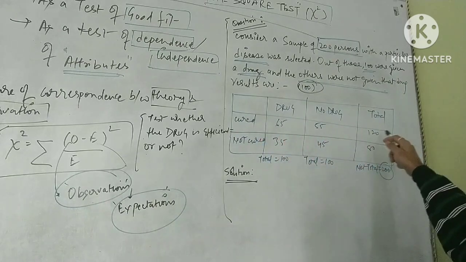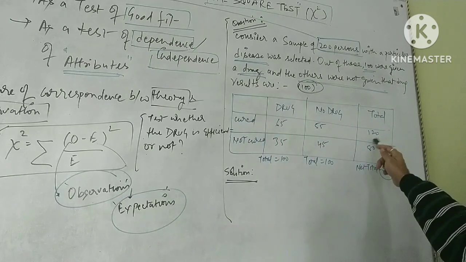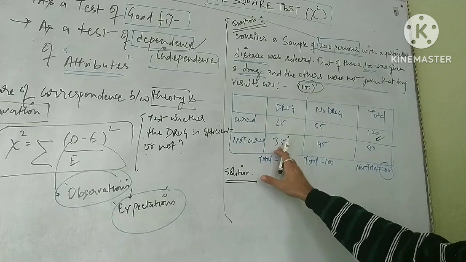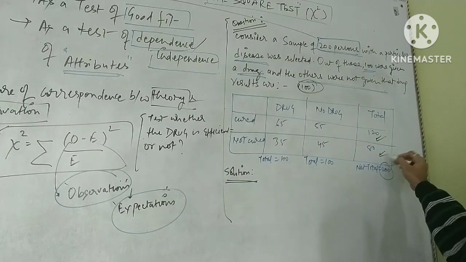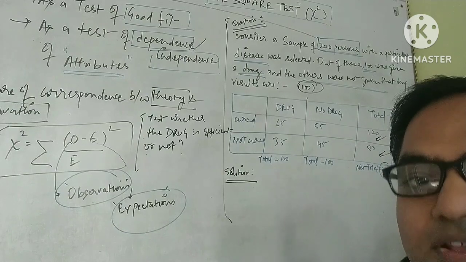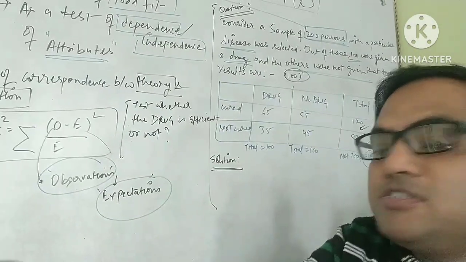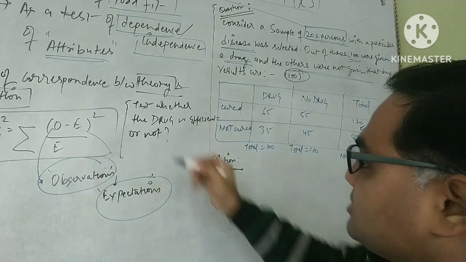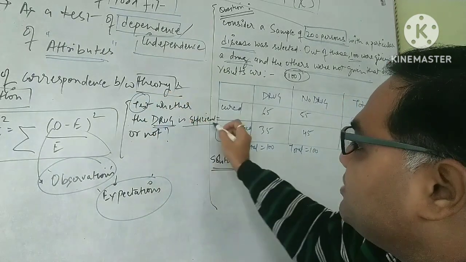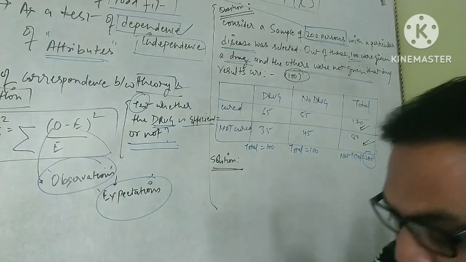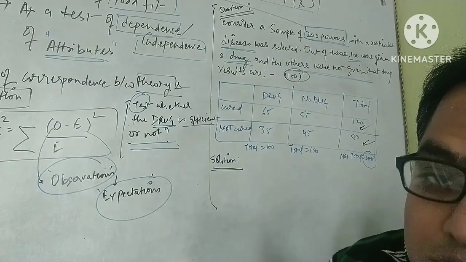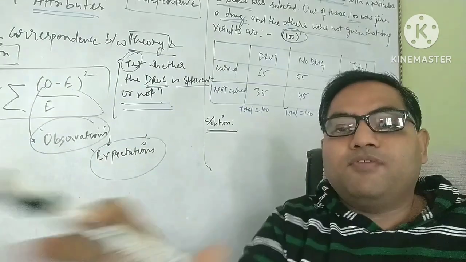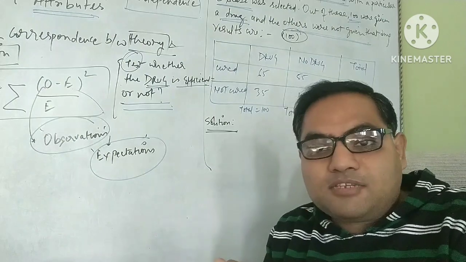Now, if we take the row-wise addition, 65 plus 55 gives 120 cured, and if we sum the not cured persons, 35 plus 45 gives 80. This data has been provided, and we have been asked to test whether the drug is efficient or not. In this type of problem, where we have to check whether a specific thing is optimal or not, we will perform the chi-square test.